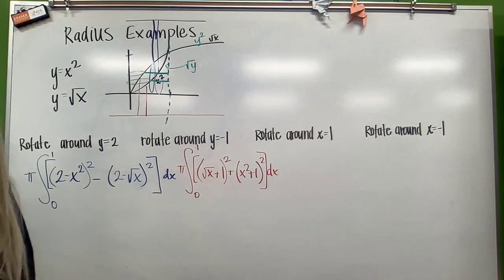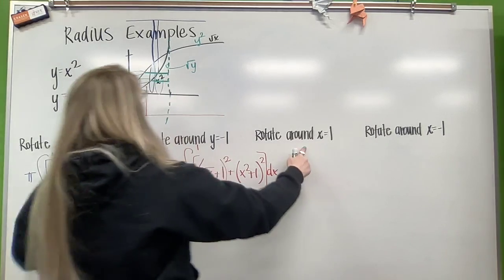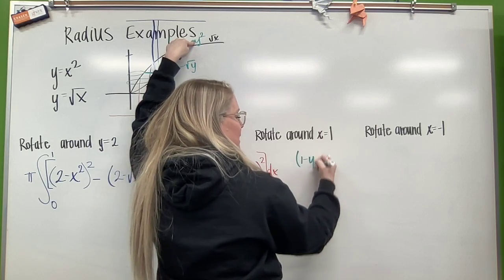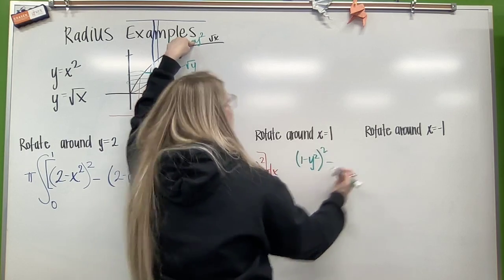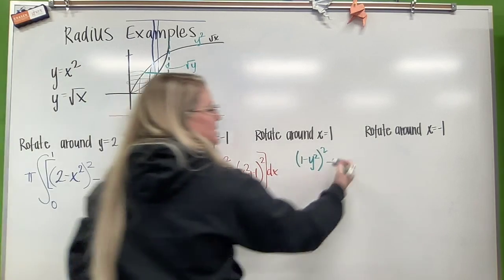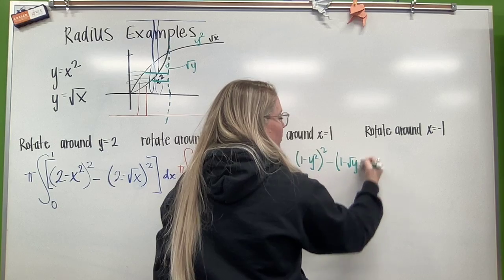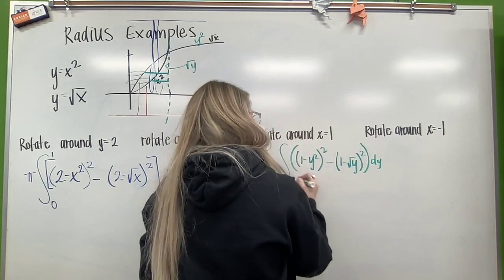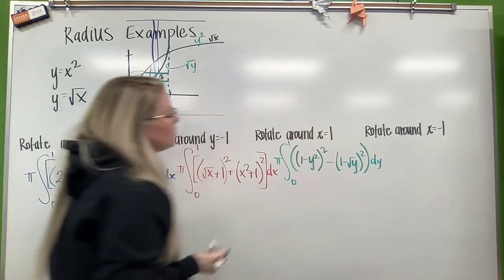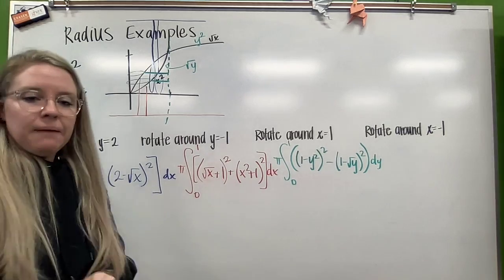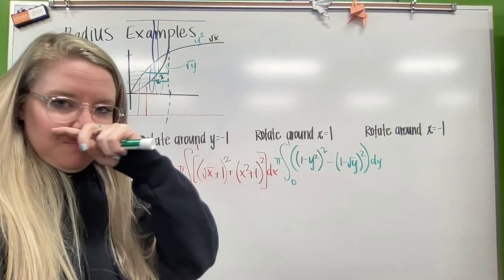So we're going to find the difference between our radius and the line of rotation. So my outside is actually going to be the y squared, so I'm going to have 1 minus y squared. And then the inside is the square root, so that's going to be 1 minus the square root of y. Give it a little depth. And we're still going from 0 to 1. Our bounds stayed the same for x and y, so that's kind of nice. Okay? Hopefully that makes sense.